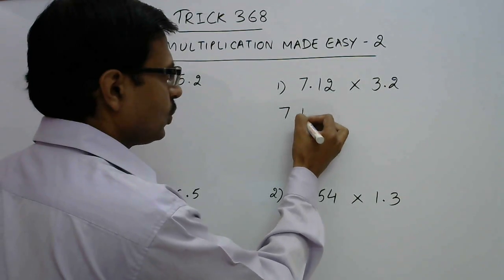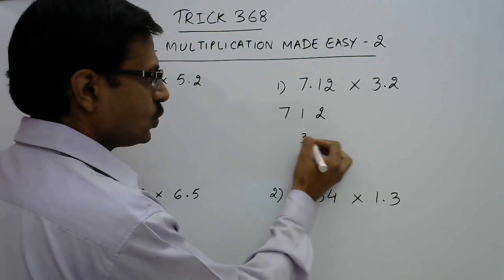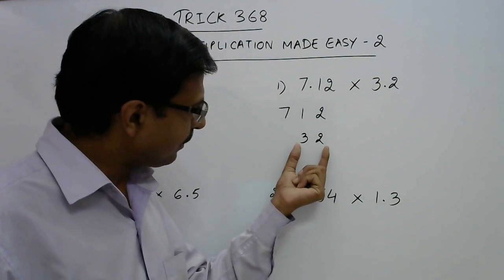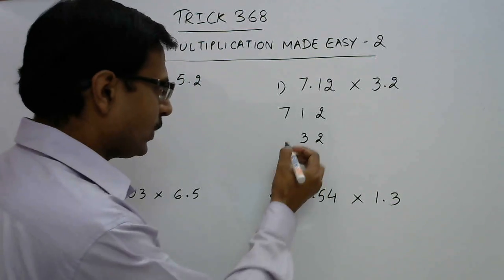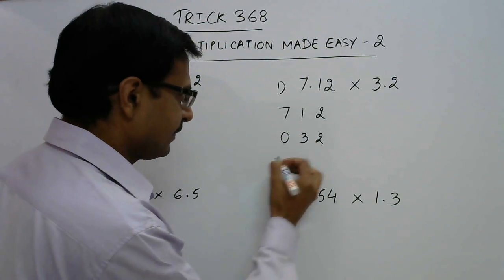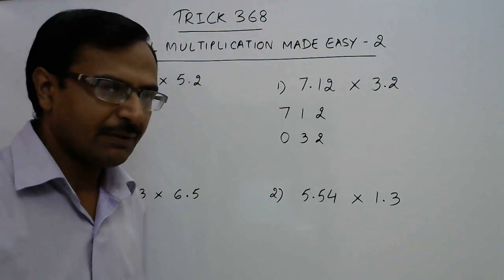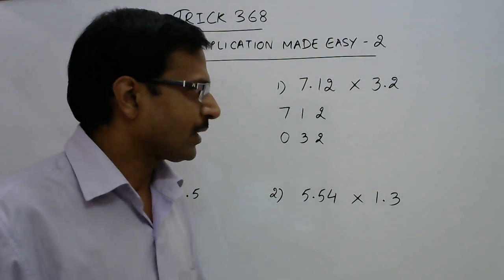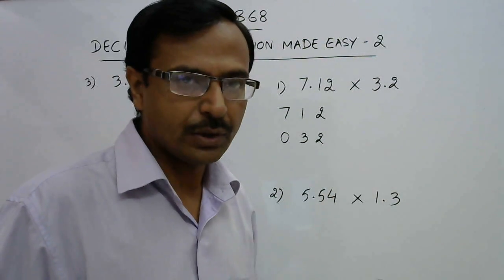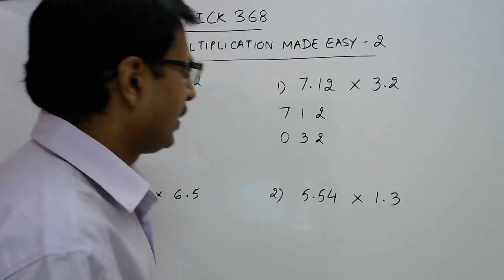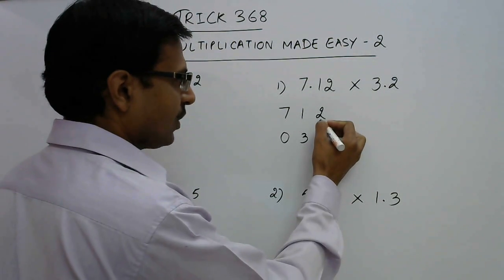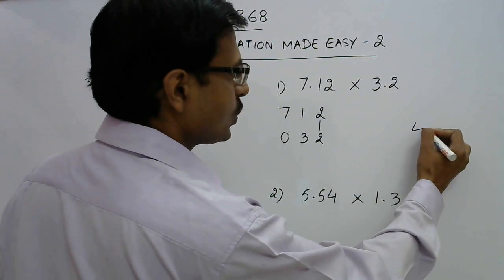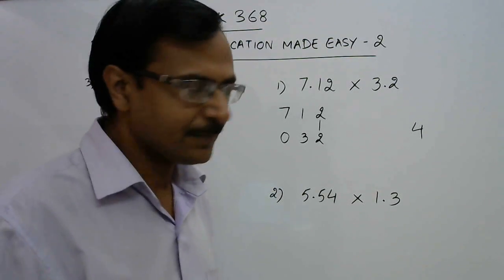I have 712 and 32. Now since the number of digits here is 3 and number of digits here is 2, let us try and equate the number of digits by putting a 0 here. And now we will do this method in hardly 3 or 4 steps, in which we will get our answer directly without use of traditional multiplication. The first digit is obtained by multiplying the unit places. So 2 into 2 is 4. So 4 is the units place of our answer.